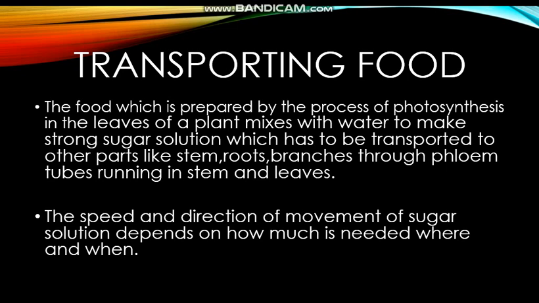The speed and direction of movement of sugar solution depends on the amount needed by the parts of the plant and at which time. Like in spring, as the plant is growing, more energy is required, so more sugar goes to the growing shoots, whereas in autumn, sugar is stored in fruits and seeds as growth slows down.